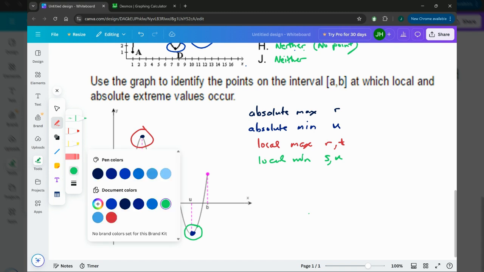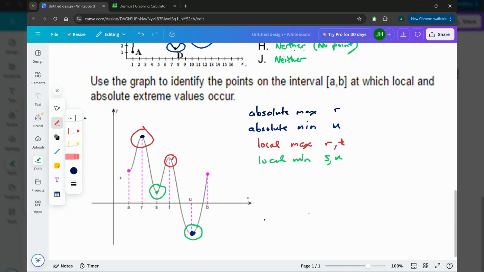Now the points at A and B. This is not the highest or lowest point, so it cannot be an absolute max or min. It can't be relative because you don't see it go down and up. And some of you might say, well, it might go up to the left of that. No, we don't know. So we don't say so. Same thing here at B. The graph does not go up and then down. It doesn't go down and then up. It's not the highest or lowest point on the entire graph, so that's neither one as well.